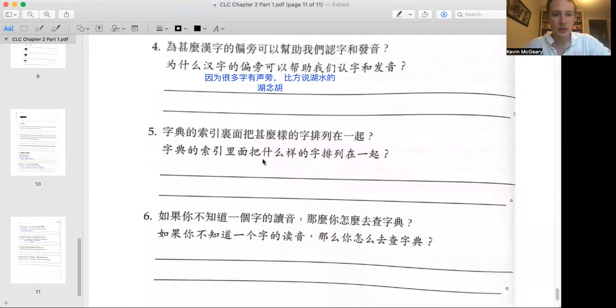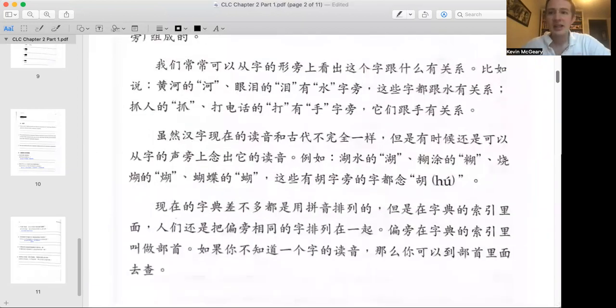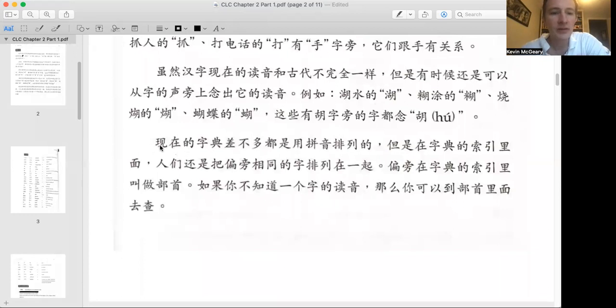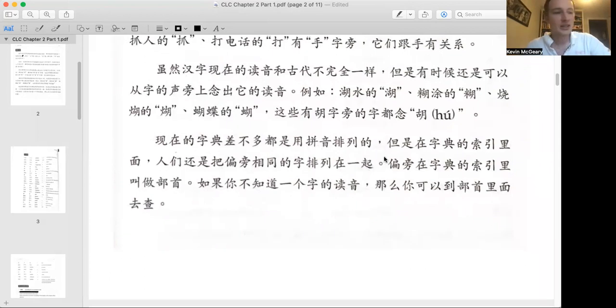第5个字典的搜音里面把什么样的字排列在一起. The next paragraph is about Chinese dictionaries because naturally, a Chinese dictionary is a bit harder to use than the dictionary of a Western European language. 虽然汉字现在的读音和古代不完全一样。Oh, sorry, wrong paragraph. 第5个, paragraph 5. 现在的字典差不多都是用拼音排列的。Modern dictionaries almost all use pinyin. Pinyin is the Romanized system to order the words. When you want to look up a Chinese word, you simply look it up alphabetically, as you would in a European language. But when you see a character you don't know, you don't necessarily know how to read it out loud. So there are ways around that.